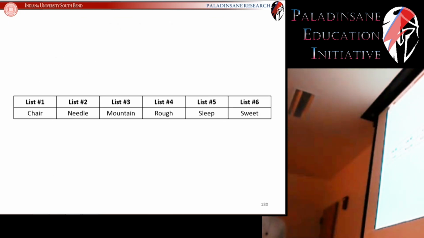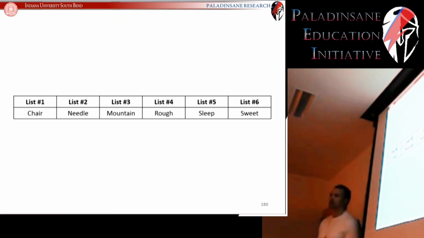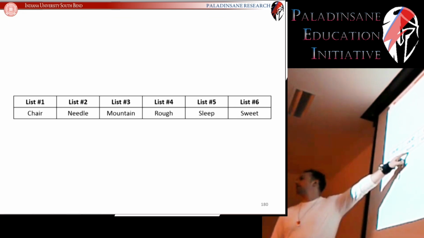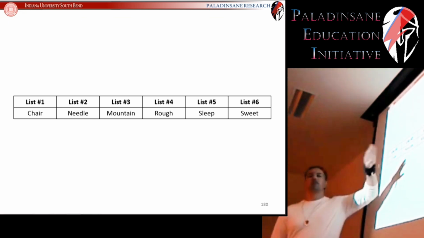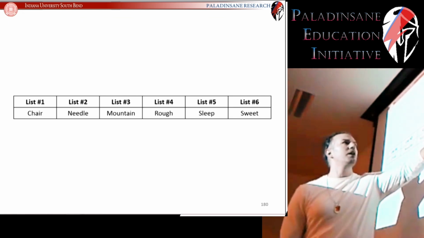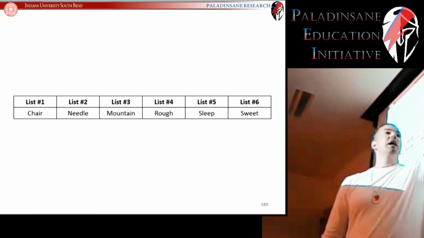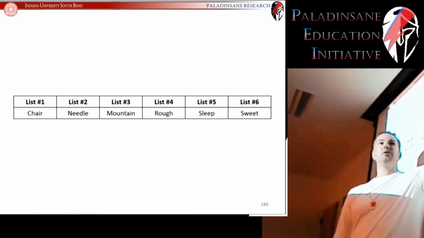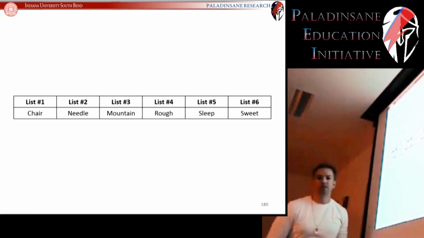All right, so here they are, without further ado. List number 1, chair. Every word had something to do with the word chair, but chair was not on the list. So if you wrote down chair, you have experienced a false memory. List number 2, needle. Everything had something to do with needle. Needle was not there. If you wrote down needle, false memory. List number 3, mountain. List number 4, rough. List number 5, sleep. And list number 6 was sweet. And I actually heard murmurs where people were like, sweet wasn't on the list, it wasn't on the list, sweet wasn't there. Sweet is a false memory.